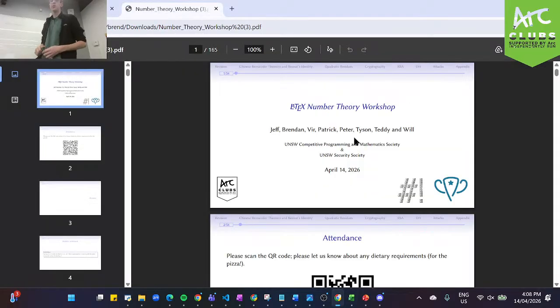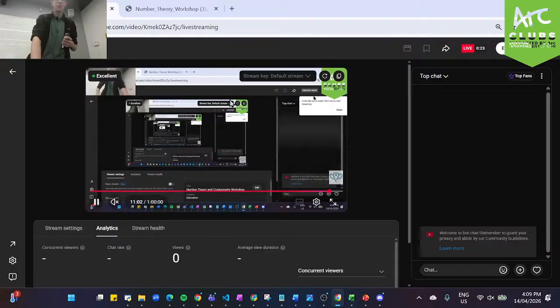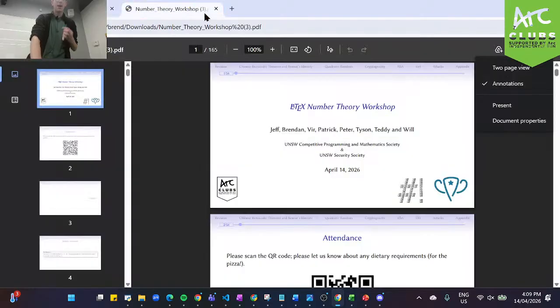So yes, this is our workshop from CPMsoc and SecSoc, the Number Theory Workshop. The focus will be on number theory, motivating applications in cryptography. CPMsoc will go through some of the competitive mathematics side of number theory and the more theoretical side, whereas SecSoc will go through more of the applications in cryptography.